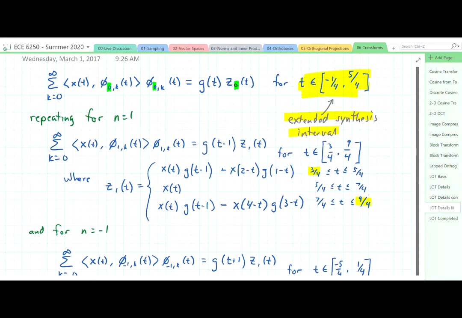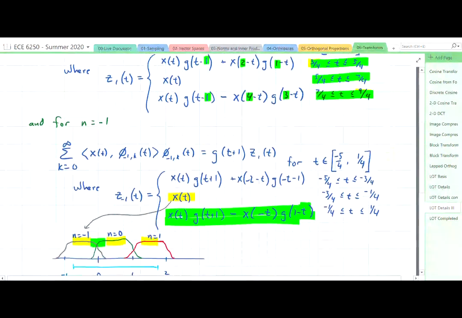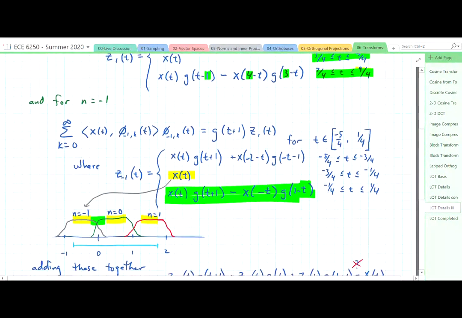And our z is going to be almost the same, except the only difference is that our g's have now moved. Okay? And we're evaluating this over a different interval. Those are the differences. And of course we have the symmetry that shows up in a different spot. And we can do the same for n equals -1.